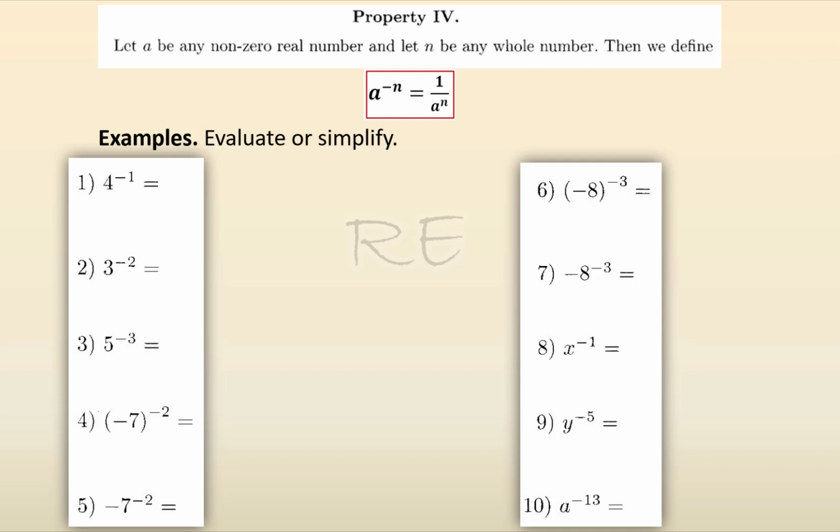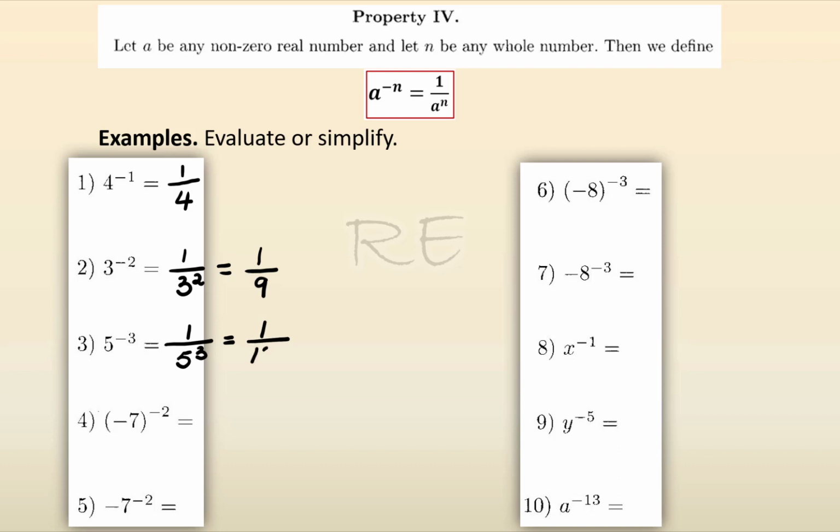Let a be any non-zero real number and n any whole number. a to the negative n is equal to 1 over a to the n. We displace the base and we change the sign of the exponent. 4 to the negative 1 is 1 over 4 to the 1. 3 to the negative 2 is 1 over 3 to the second. It's equal to 1/9. 5 to the negative 3 is 1 over 5 to positive 3.